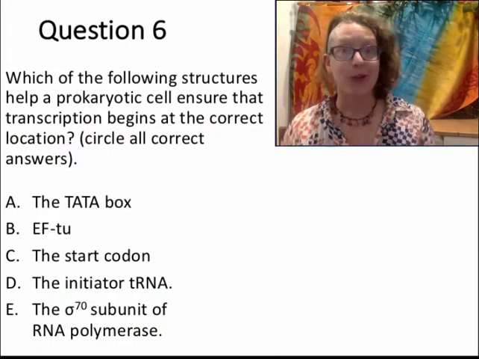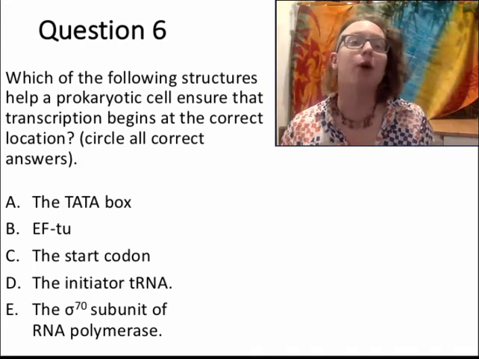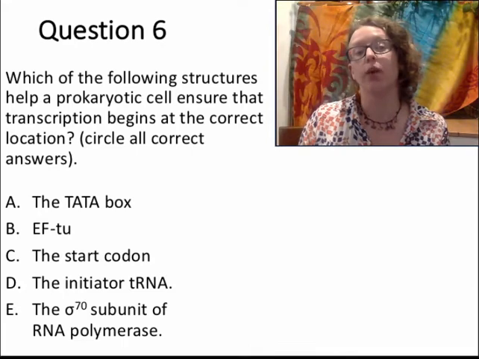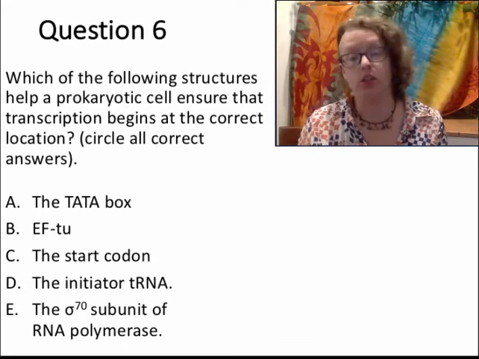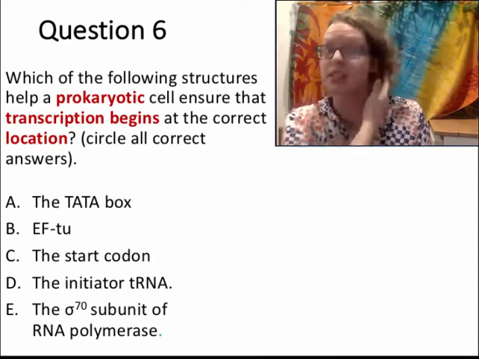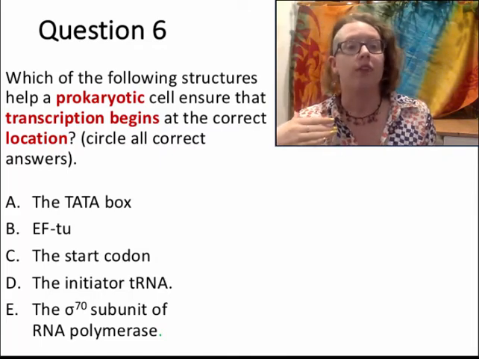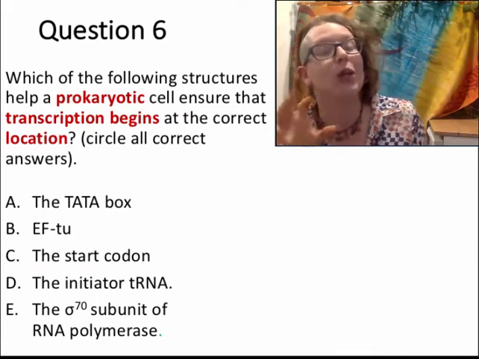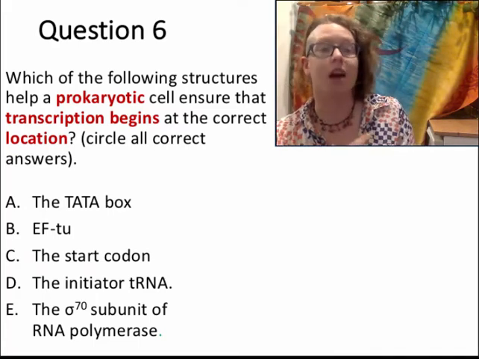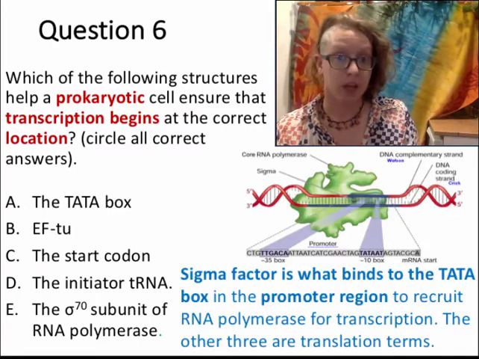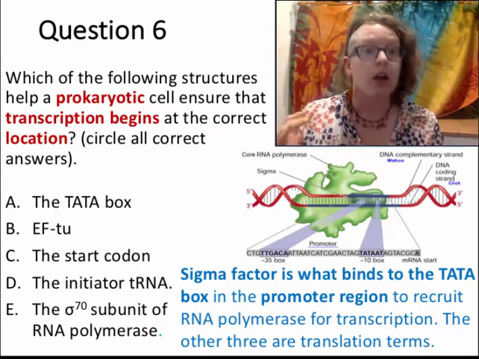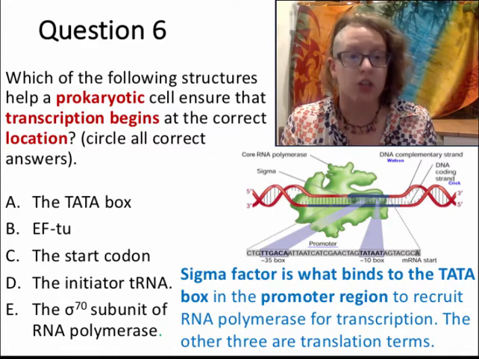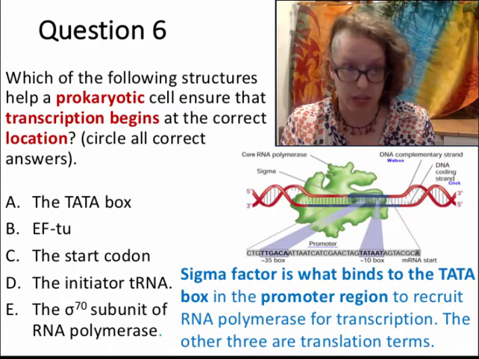Question 6. Which of the following structures help a prokaryotic cell ensure that transcription begins at the correct location? Circle all correct answers. So these are the important bits. We've got prokaryotic, we've got transcription at the beginning of transcription, and we're asking about location as opposed to timeline. So, which structures are part of the prokaryotic transcription initiation process at the beginning?